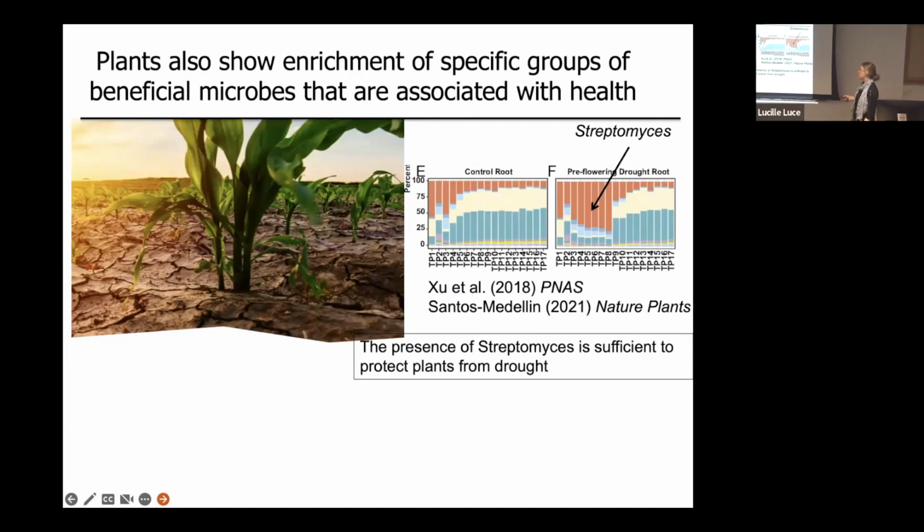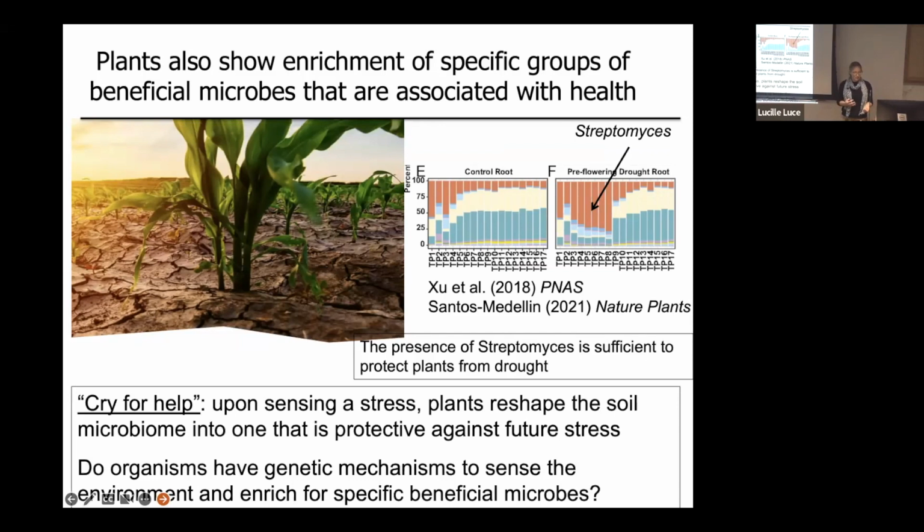There's been some beautiful work from Devin Coleman-Derr and the Sundaresan lab at UC Davis, showing that under drought stress, plants also shift their microbiome. This is drought-stressed grass plants. You get this massive enrichment of Streptomyces, and like bacteria in suppressive soils, Streptomyces are sufficient to protect against drought stress. So both suppressive soils and the drought example suggest that under biotic or abiotic stress, plants might be able to dynamically enrich for these beneficial microbes to help protect against those stresses. And so we're really interested: can plants enrich for Pseudomonas under conditions where Pseudomonas would be beneficial?